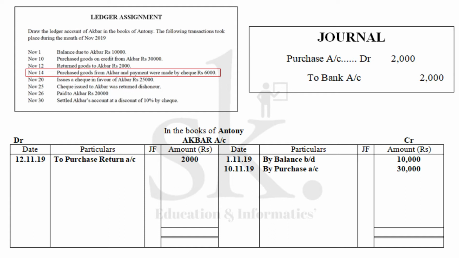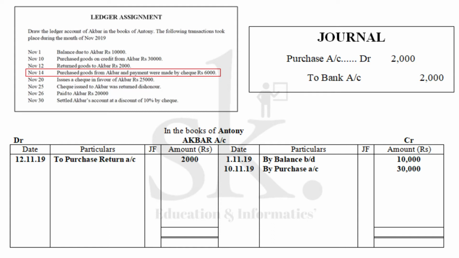Since you have made a payment by a check, so purchase account debit to bank account. Now please understand, we have opened Akbar's account in the books of Antony. We haven't opened purchase account and bank account. It has been very clearly mentioned: open Akbar's account in the books of Antony.